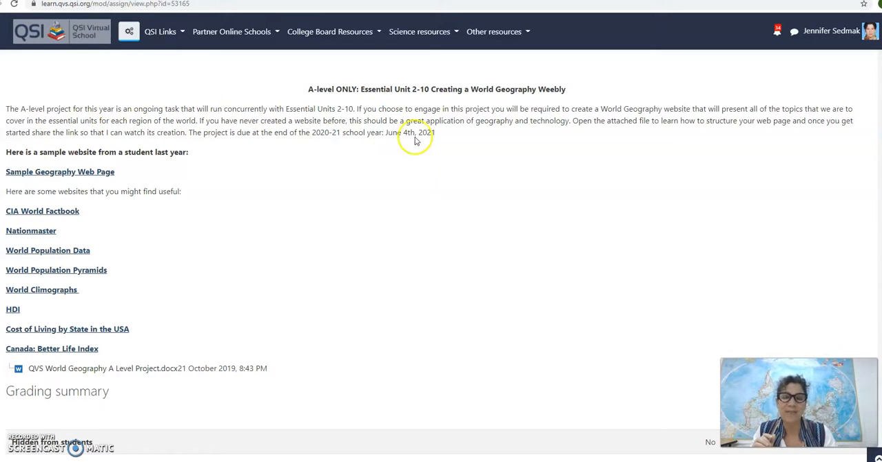And you can see that the final project is due on June 4th of 2021. Okay, so think about that. Take a look at the sample, take a look at some of the resources, and decide whether or not you're going to engage in this big activity.